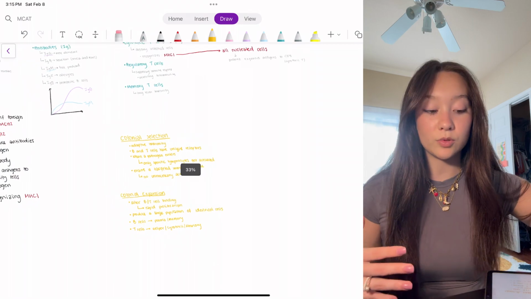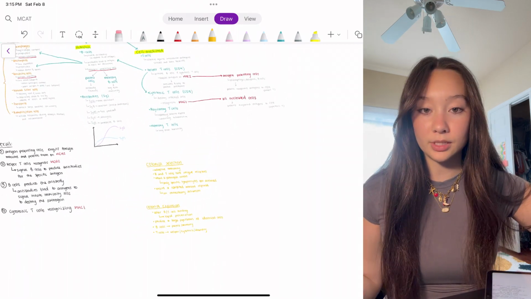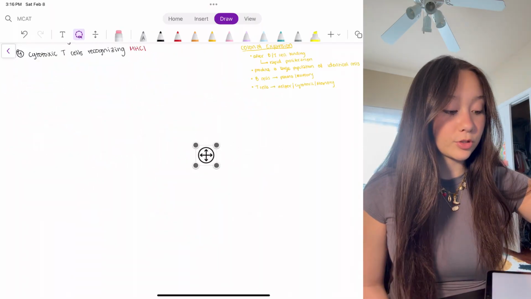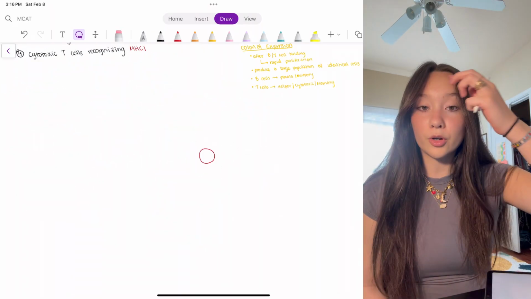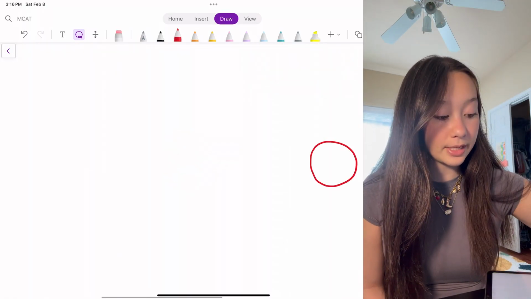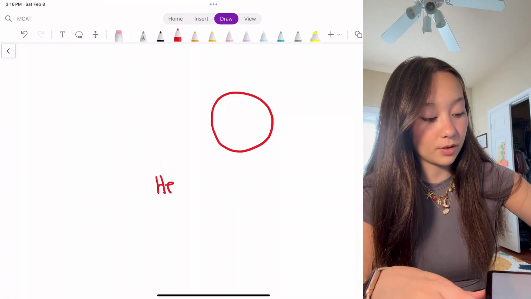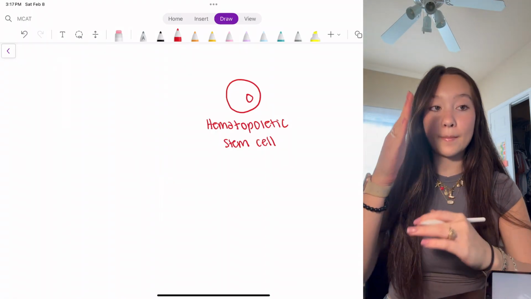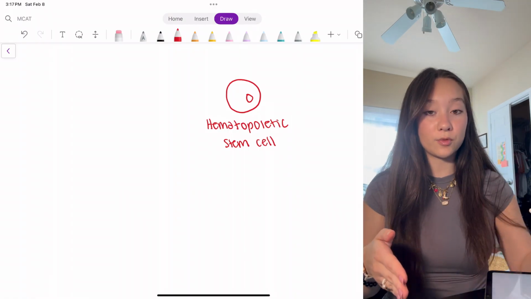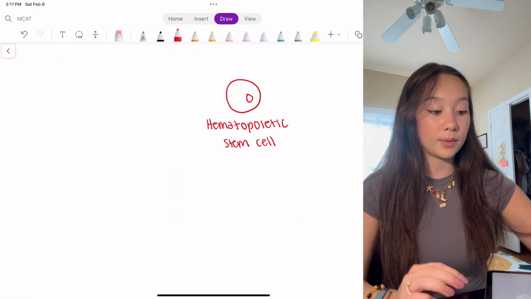Now we are going to move on to hematopoiesis, which is the formation of these different immune cells. So I'm going to draw a cell just right here in the middle where all of our other immune cells are going to come from. And this cell is called a hematopoietic stem cell. And from here, it can go two ways. It can go the myeloid lineage or the lymphoid lineage. And so one is going to be innate immunity and one is going to be adaptive.